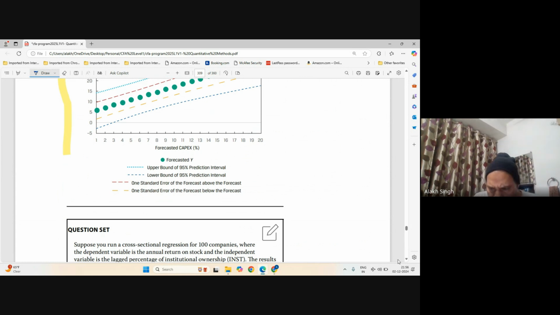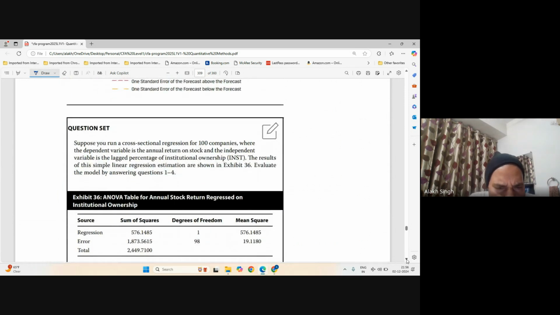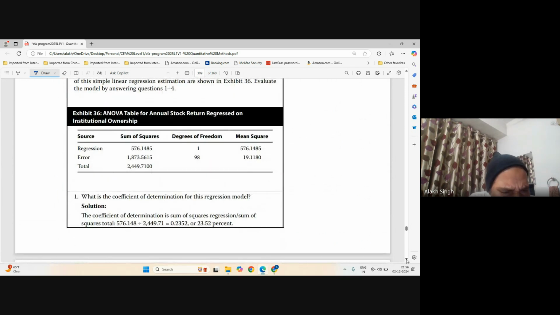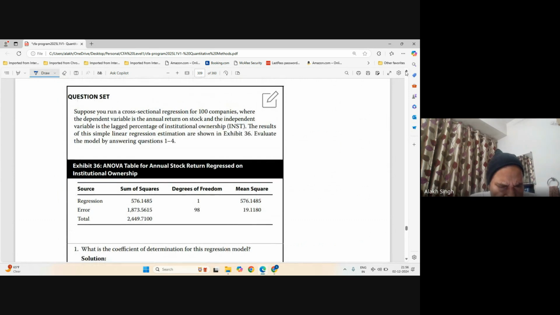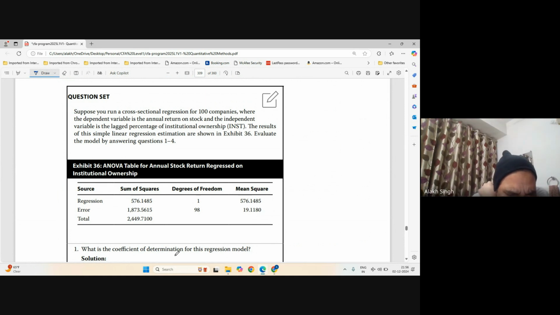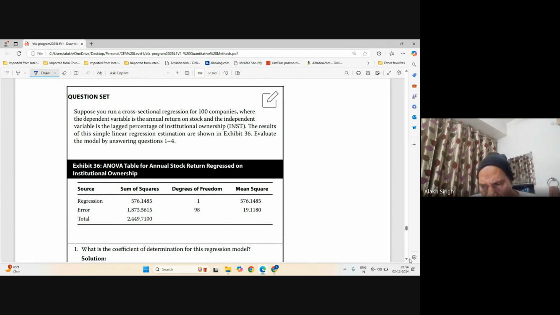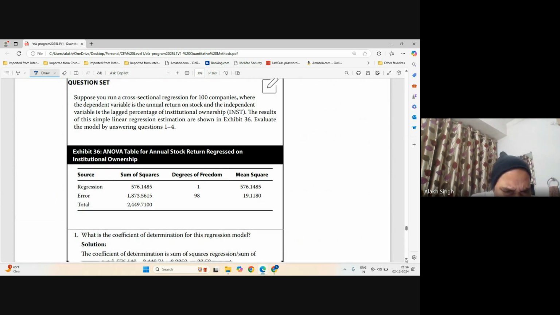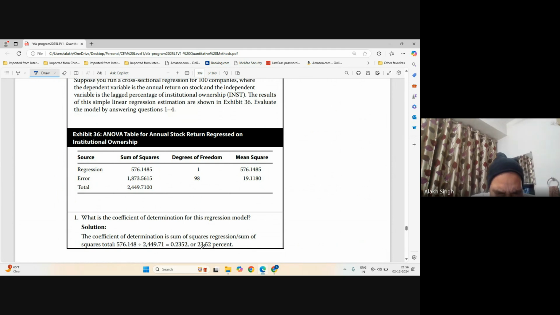So, question set. What is the coefficient of determination? Okay, let's calculate. What is the coefficient of determination for this regression model? Coefficient of determination means R square. So what will be your R square? 576.148 divided by 2449. Very good. So that will be around 23.52%.